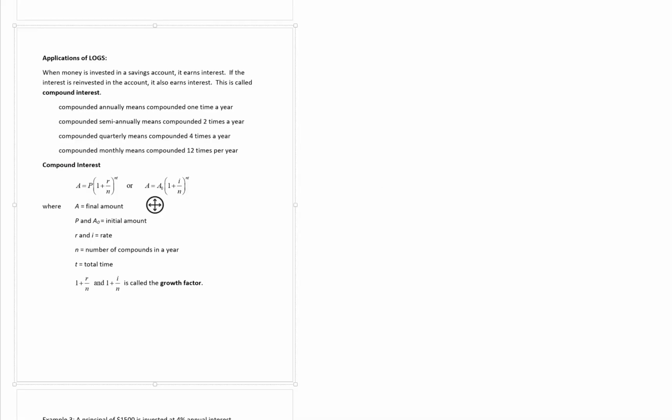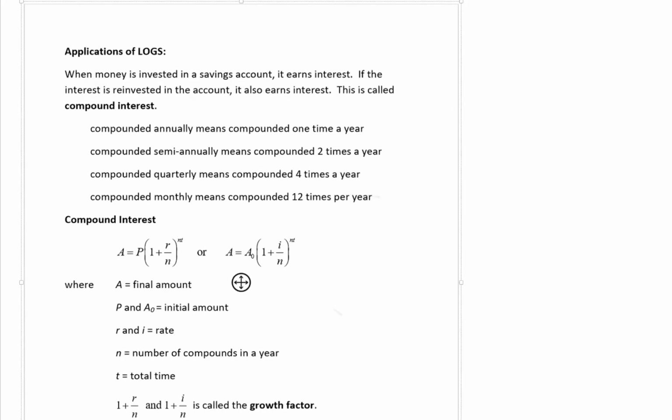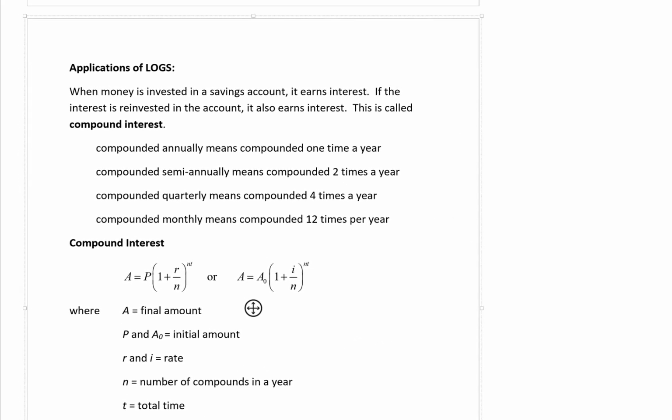Okay, so we've been learning how to solve logs. What we're going to do now is apply those to word problems. And so the way these usually work is you're given an equation. For example, here's a couple.